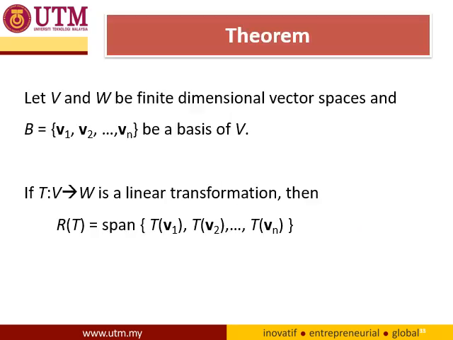Look at this theorem here. Let V and W be finite dimensional vector spaces where B equals v1 until vn is a basis of V. If the transformation from V to W is a linear transformation, then the range of the transformation is the span of the transformation of v1, v2 until vn. This is a theorem that we need to know for the calculation of our range.